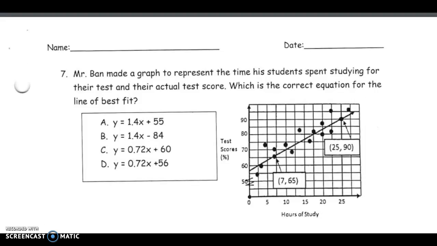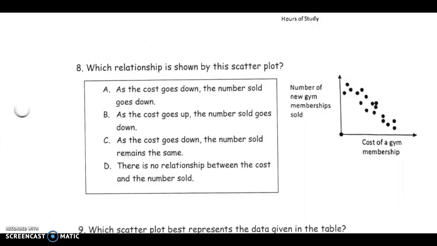Number 7, Mr. Ban made a graph to represent the time his students spent studying for their test and their actual test score. Which is the correct equation for the line of best fit? You have the test scores in percent and the hours of study. Number 8, which relationship is shown by this scatter plot?